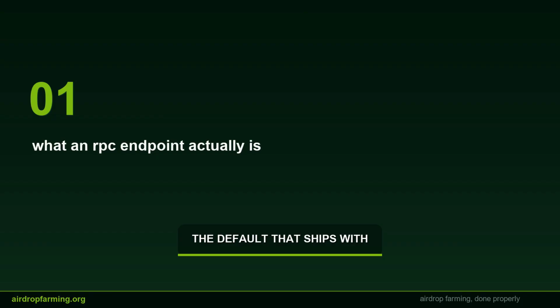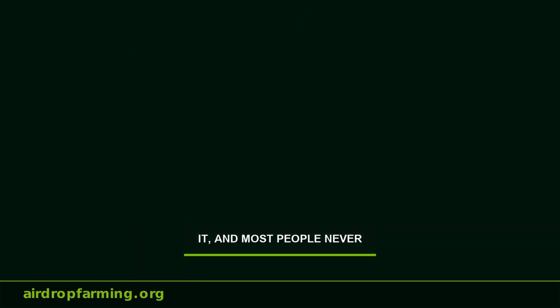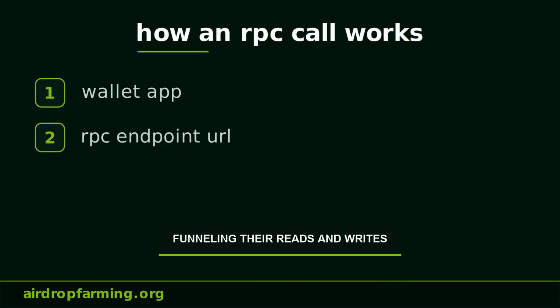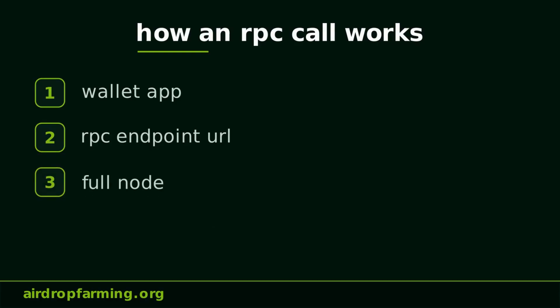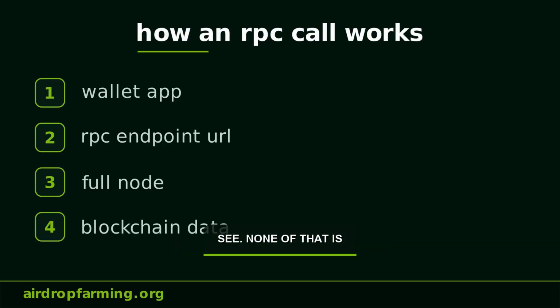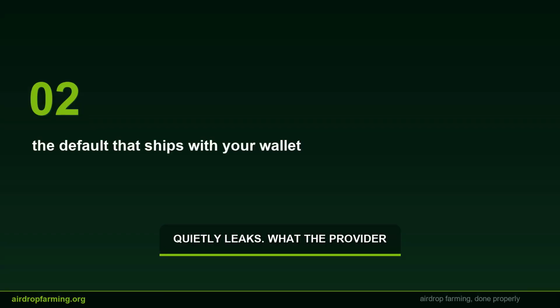The default that ships with your wallet. Most wallets ship with a default endpoint already filled in, run by whatever infrastructure provider the wallet chose. You never picked it, and most people never change it. That means out of the box, a huge share of wallets on a given network are all funneling their reads and writes through a small handful of large providers. It is convenient, it works instantly, and it quietly means your activity is visible to a company you never chose and cannot see. None of that is malicious. It is just the default, and defaults are where privacy quietly leaks.